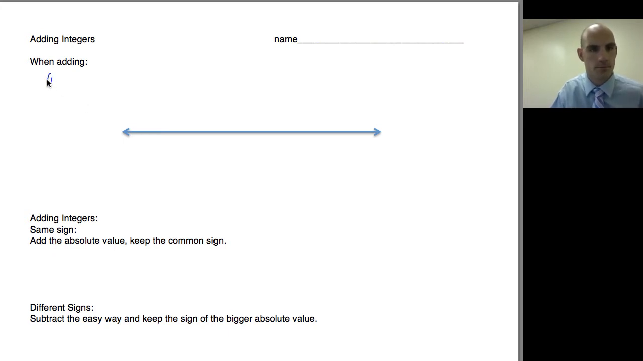Number one, when you add a positive number, you move to the right.